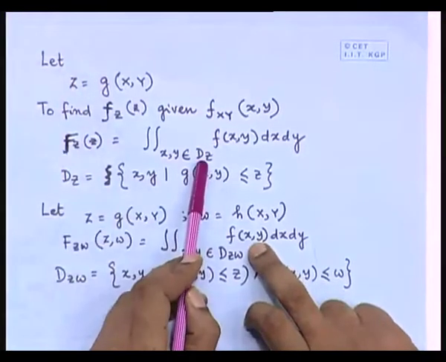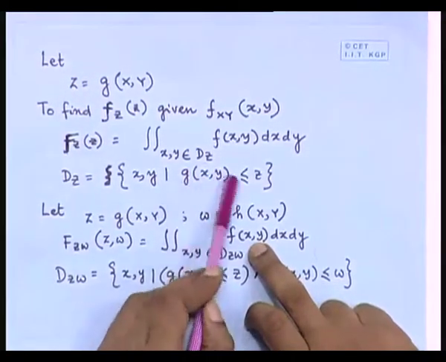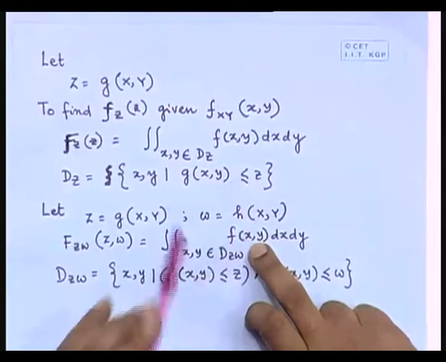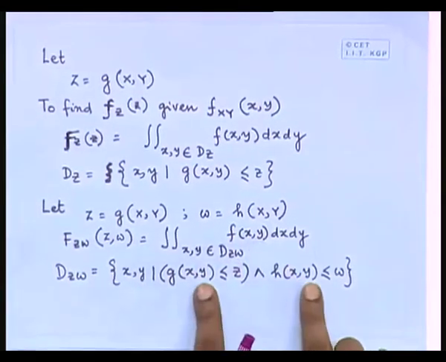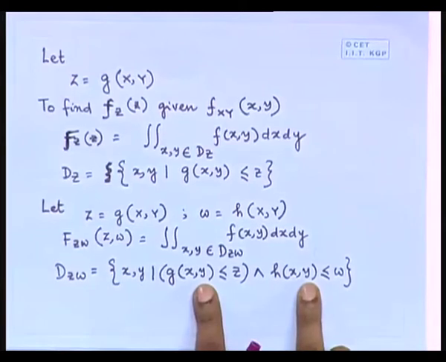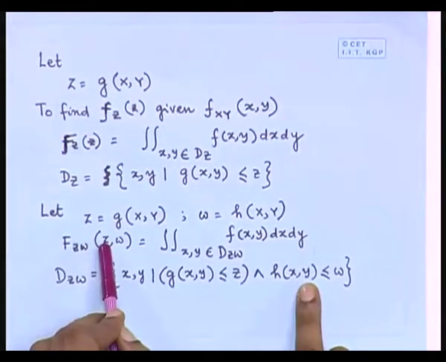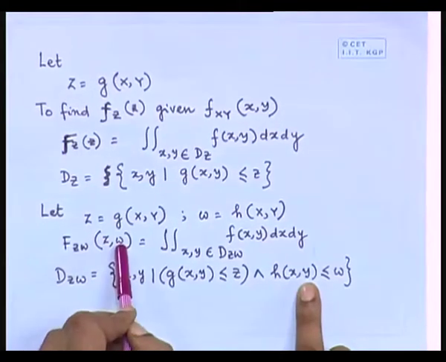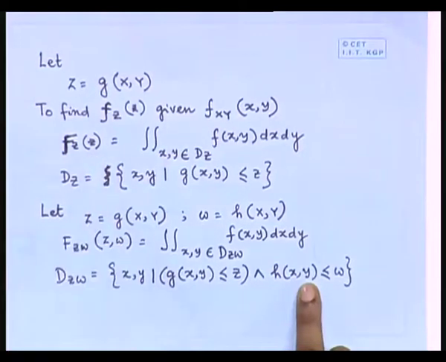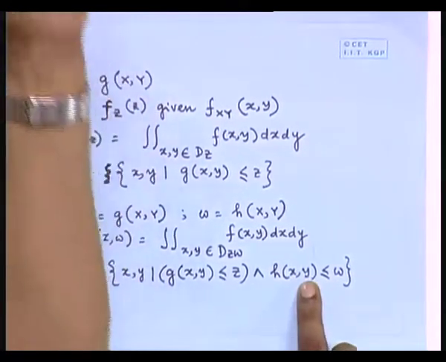The previous region was saying that g(x,y) is less than or equal to z. Now, I have to choose my region such that both these conditions are satisfied, naturally, because this means that both Z must be less than or equal to z and W must be less than or equal to w. Here there was only one condition. So, my region will become smaller, but anyway it is still a region. Now I have to integrate over that region.